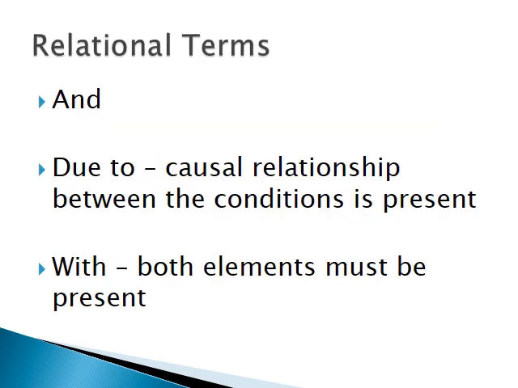There are three relational terms to be aware of when coding. These are and, due to, and with. The word and should be interpreted to mean and or. The word with should be interpreted to mean associated with or due to.